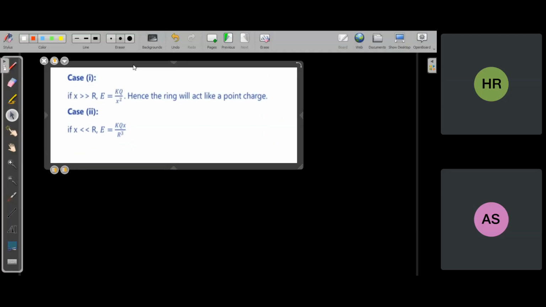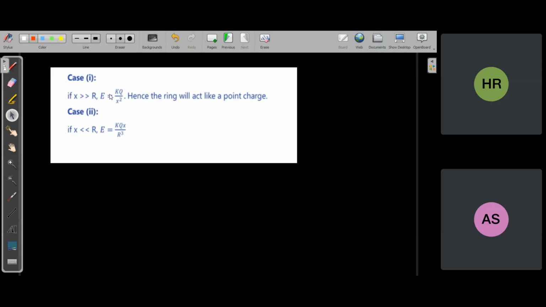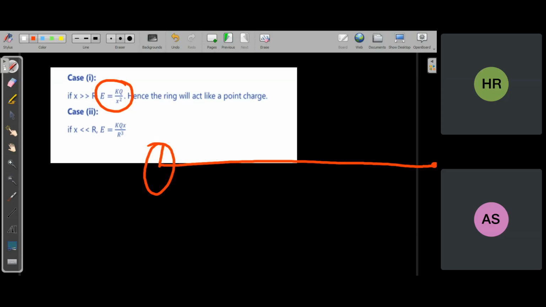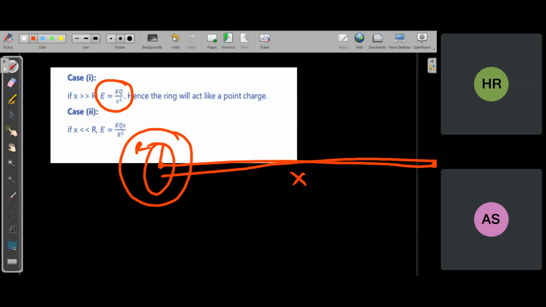Here you can see that if x is very, very large as compared to r, then the whole ring will simply behave like a point charge. Because if there is a ring of some radius, and the electric field that you have to find is at a very far away point, this distance x is very, very large as compared to this small radius. So this whole ring you can take just as a particle and directly write down the electric field. Are you getting? Kq by x square.